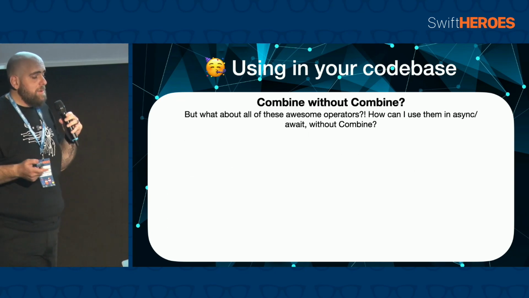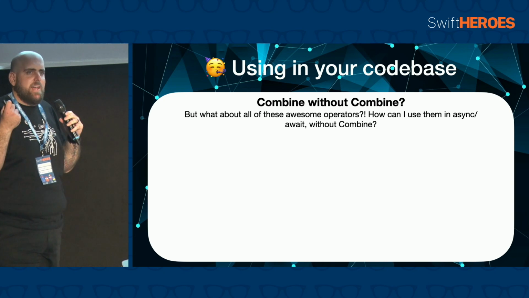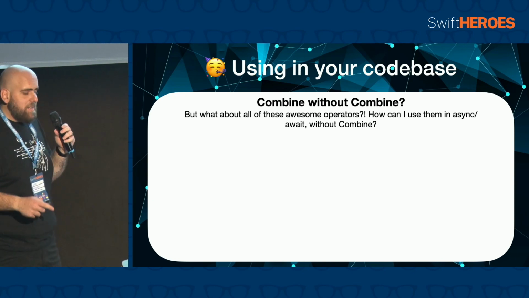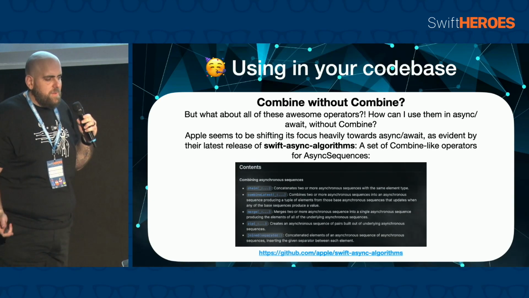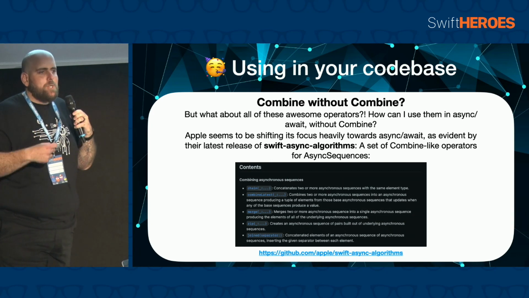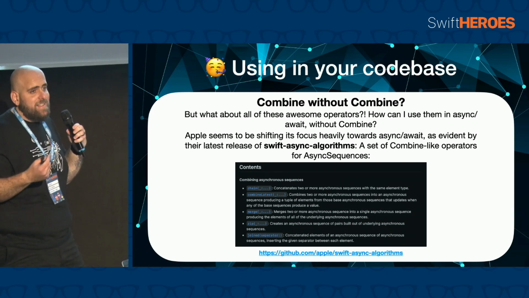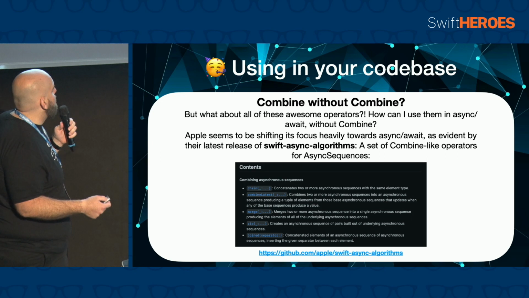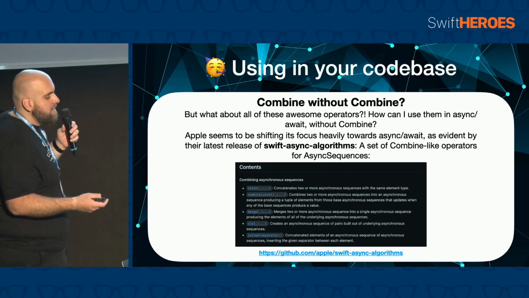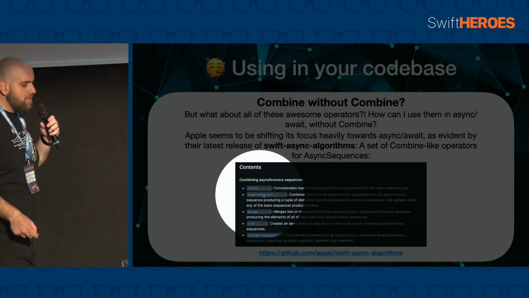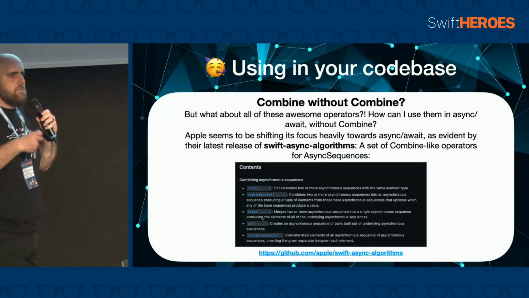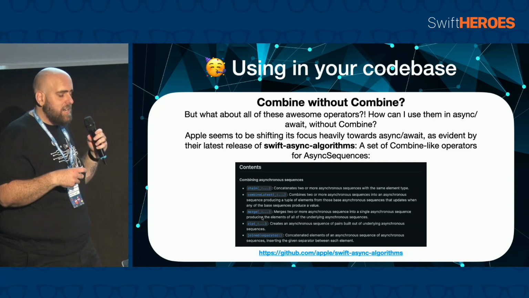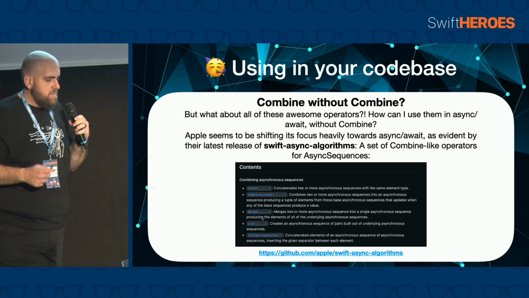But you also might ask yourself, what about all the awesome operators? Like we saw stuff like map and filter and reduce. And we don't really have them in async await. But actually, as of last week, we kind of do, because Apple are very strongly pushing us towards using async await over Combine, it seems. They just released this new library called Swift Async Algorithms, which has a bunch of very useful operator-like things for async operations, for async sequences. So here we have combineLatest and merge, things that kind of come from Rx and Combine if you've ever worked with them. And you can use these same constructs inside async sequences.